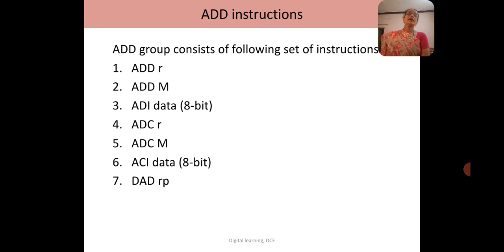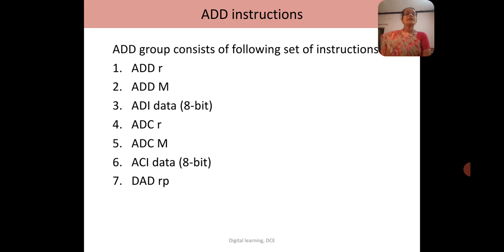ADC R means here the given register content will be added with carry to accumulator. ADC M means the content of the memory location pointed by HL register pair is added to accumulator with carry. ACI data means here immediately given 8-bit data is added to the accumulator with carry.